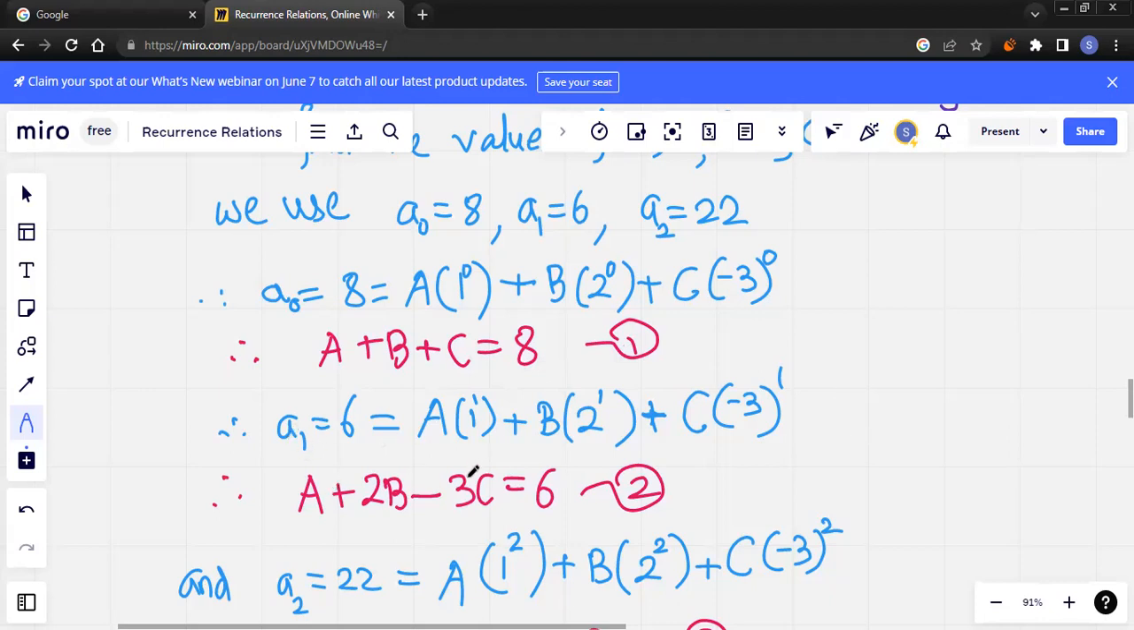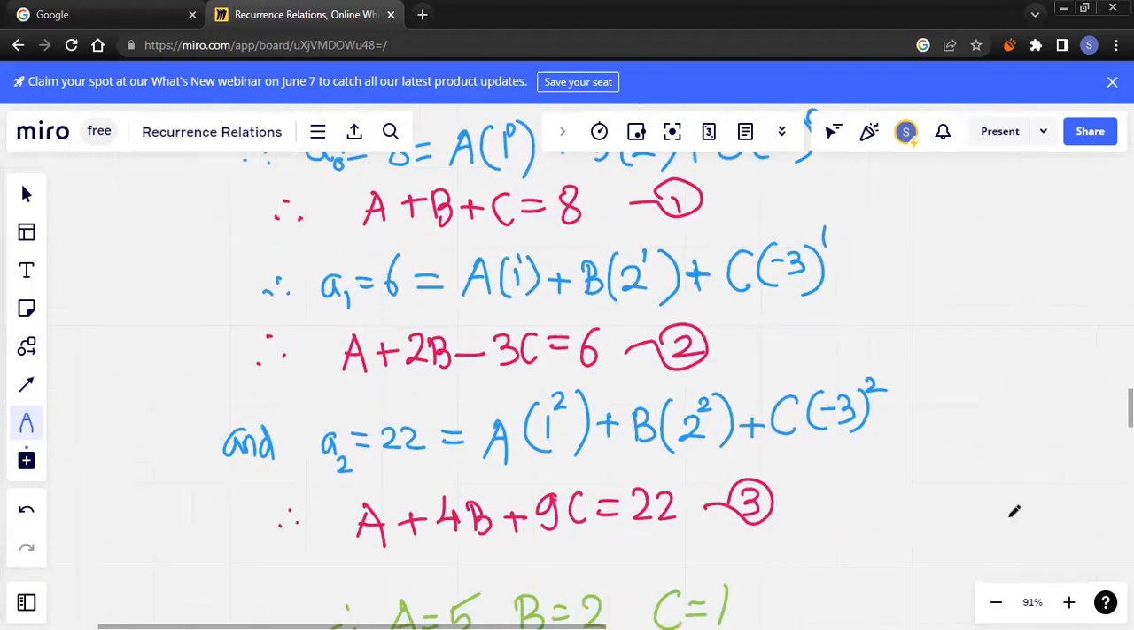Let us use the second condition, that is a1 equal to 6. It will be a(1)^1 + b(2)^1 + c(-3)^1. So what it produces? a + 2b - 3c = 6. This is our second equation.